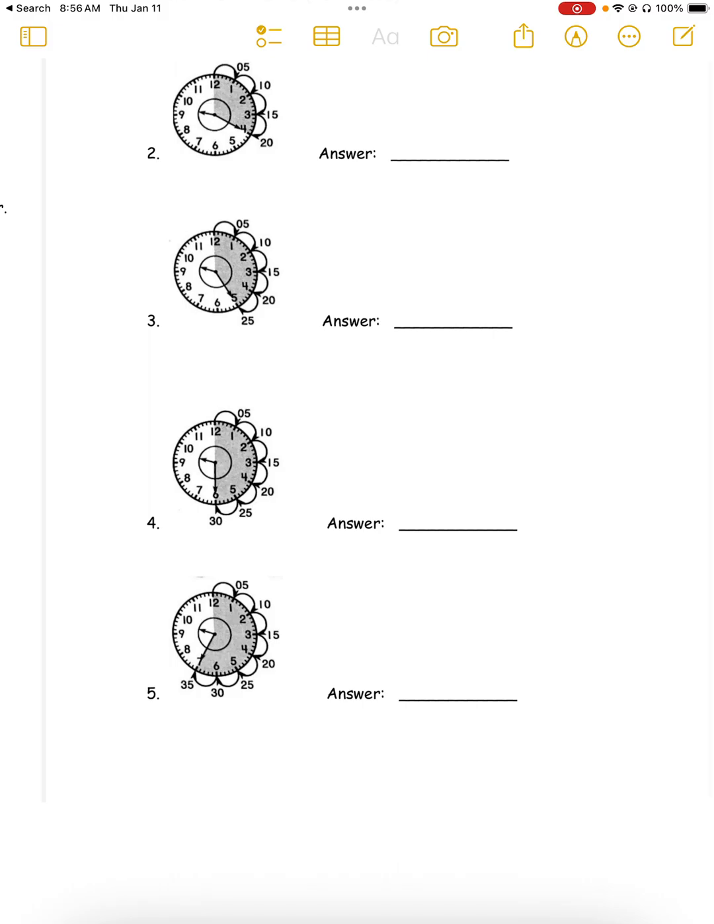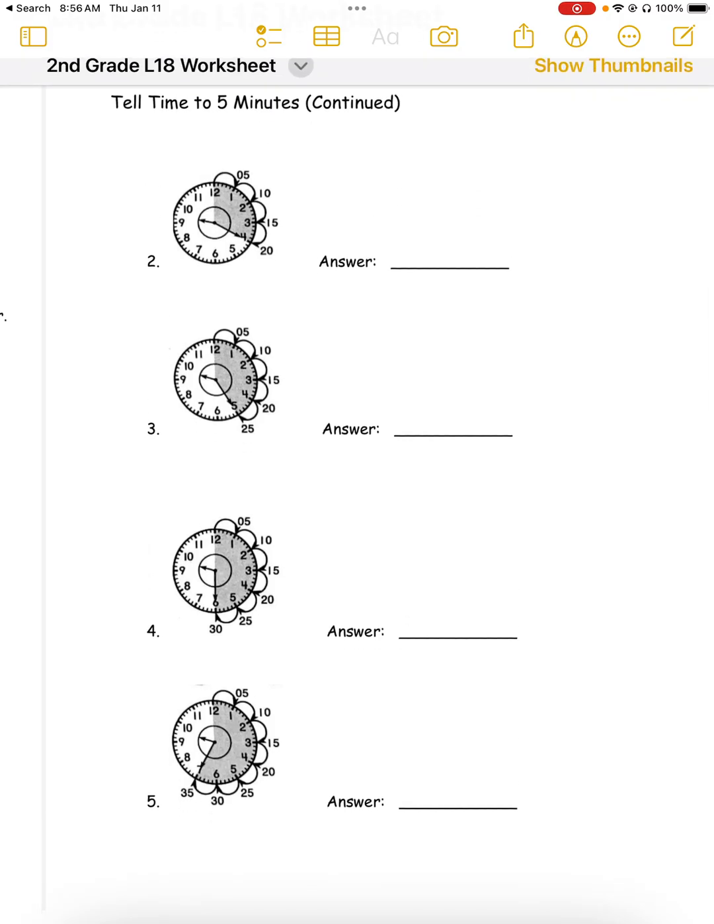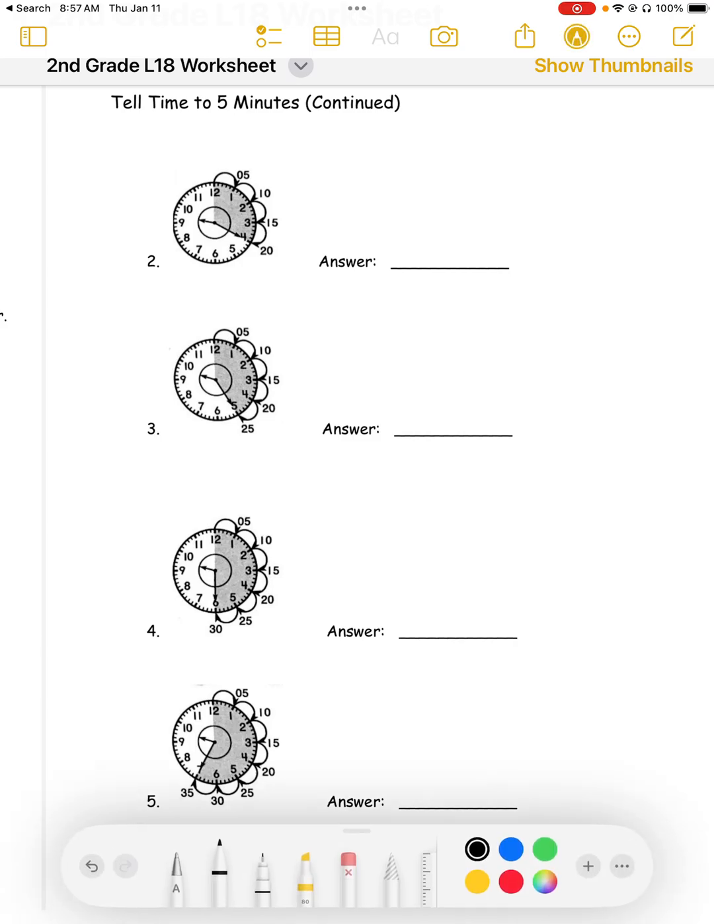Okay, on the next page, page number 2, it says tell time to 5 minutes continued. So number 2, the smaller hand is pointing at 9. So we'll write 9, and then we'll count 5, 10, 15, 20. So it'll be 9:20.